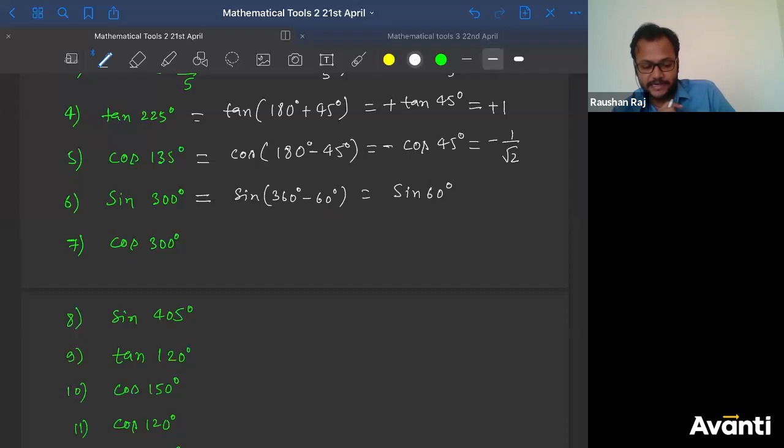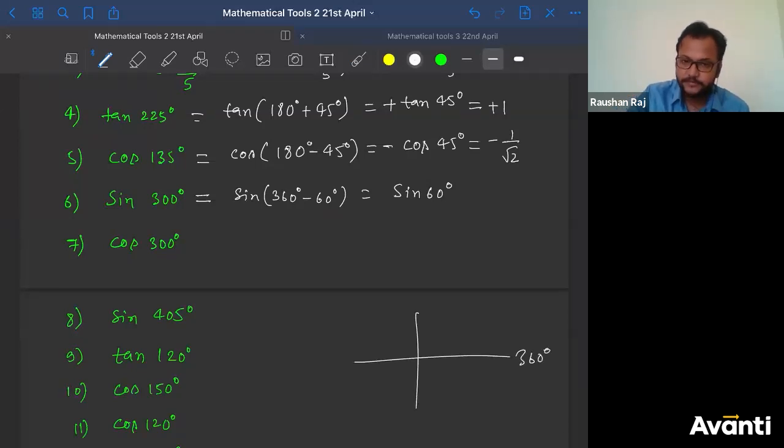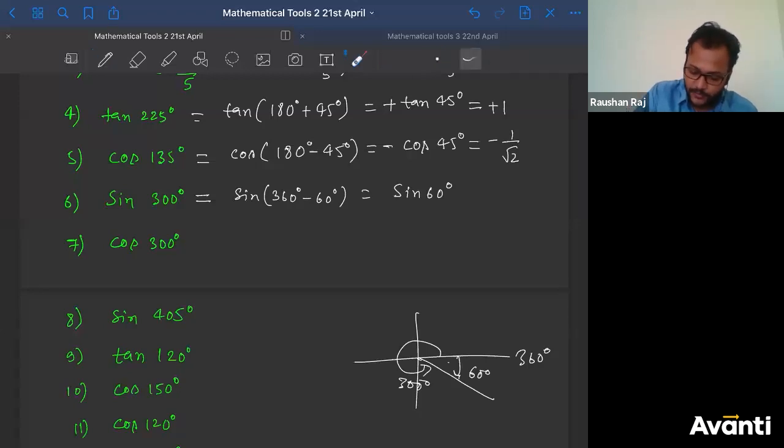What about the sign? In which quadrant will this lie? So this is 360 degrees minus 60. That means clockwise. You have to go in the clockwise direction. So minus 60 means clockwise 60 degrees. Going from this point to this point is 360, but minus 60 means you have to go 60 degrees in the clockwise direction. If I go there, I'll get this point. So this angle is 300 degrees, right?